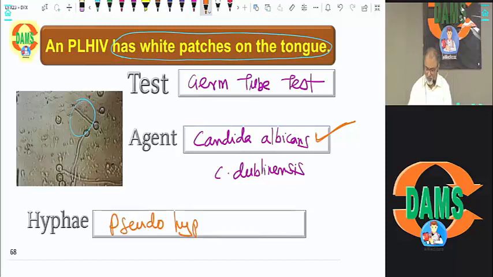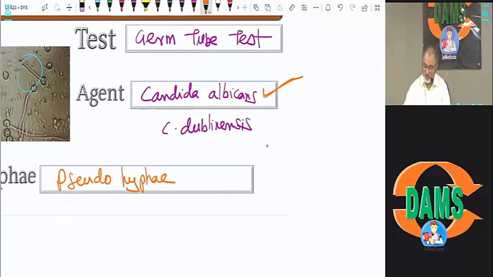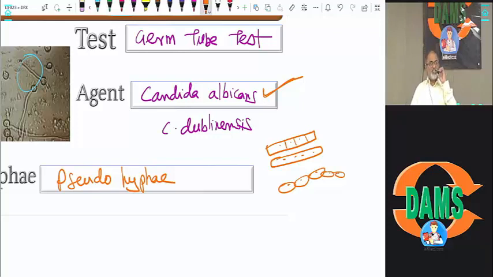What is the difference between true hyphae and pseudohyphae? These are all true hyphae. This is pseudohyphae. What difference are you seeing? Constrictions. You are able to see constrictions in pseudohyphae. That is absent in hyphae; hyphae are uniform. In pseudohyphae, some constrictions will be there between the cells. Pseudohyphae are seen only in Candida, the one and only example in medical microbiology.